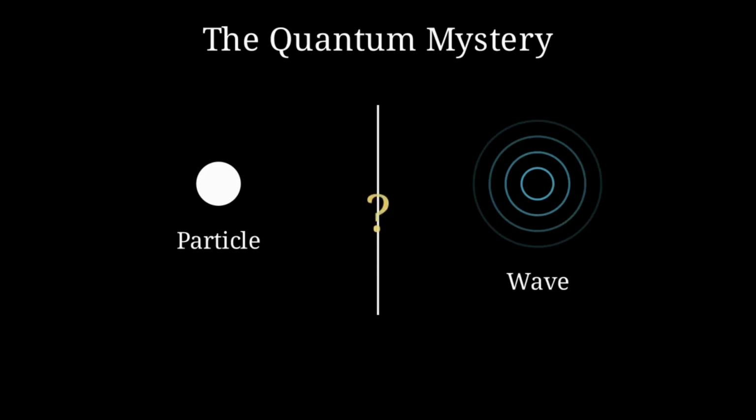For centuries, we viewed electrons strictly as tiny billiard ball particles. But in the 1920s, a revolutionary idea suggested that matter might behave like a wave. Today, we explore the landmark experiment that proved this quantum reality.